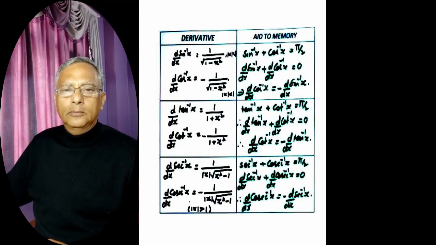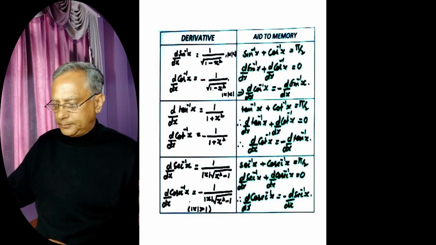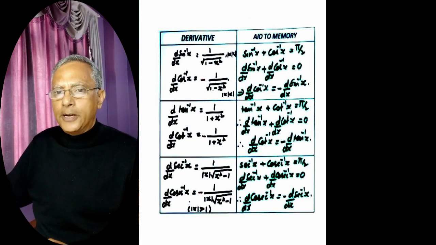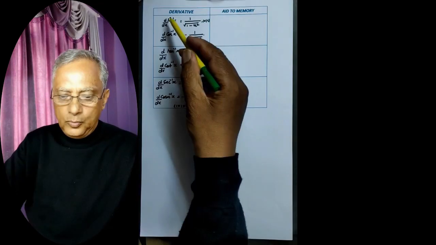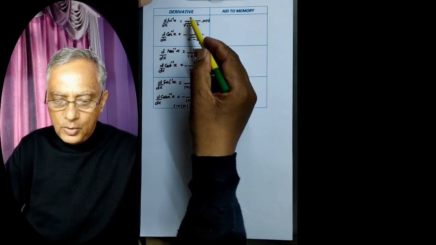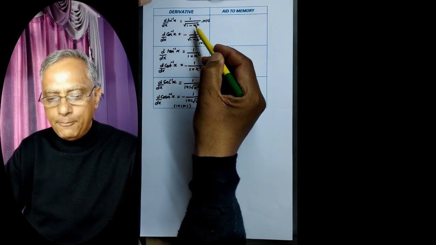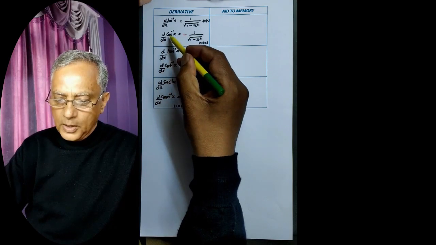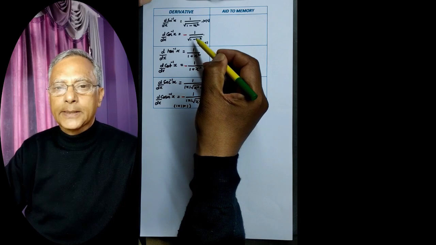I am now proceeding on to questions. First, I will prepare a list of formulae for inverse trigonometrical functions, and then we will take up some questions. Now, d by dx of sine inverse x is 1 over under root 1 minus x square. We have proved this result. And d by dx of cos inverse x is minus of this.